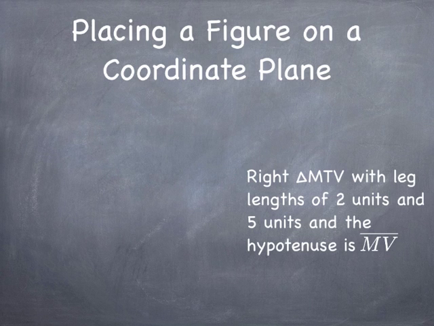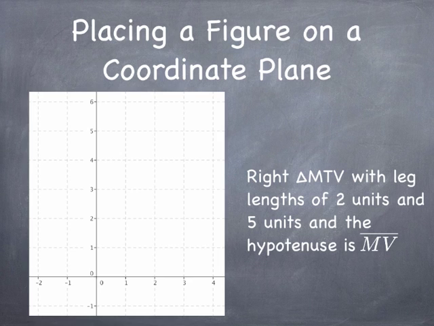First, let's say we have an example. We need to place right triangle MTV, which has leg units of 2 and 5, and the hypotenuse is MV. So in a coordinate plane, we know we've got one leg that's 5 units long. We have another leg that's 2 units long. And we're going to put it kind of in the corner there, centered at the origin. The reason we're doing that is we guarantee that we've got a right angle that connects the two legs.